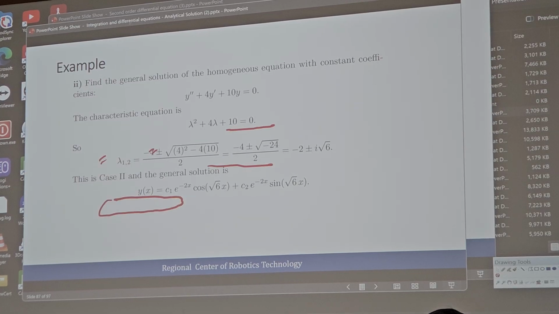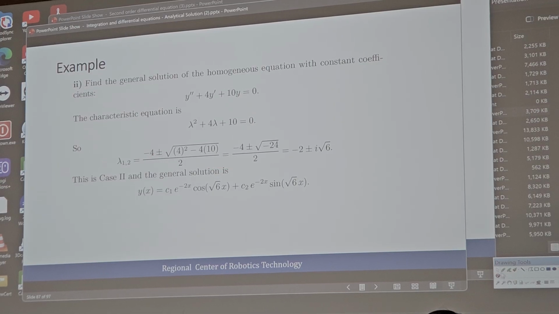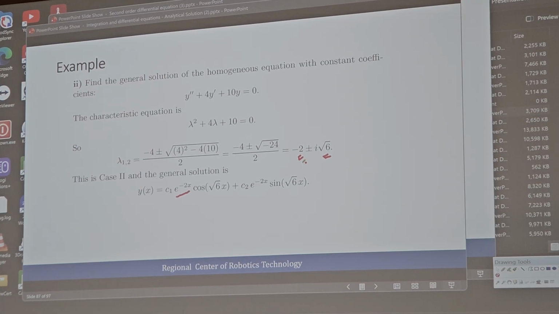So in this case, you have this term and this term, right? So this term is 2 over e, right? And this one will be 6, right? Sine cos. C1 and C2 can be found from the initial condition, right? Or it can be written this way.